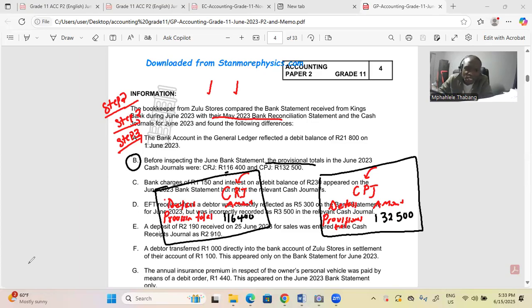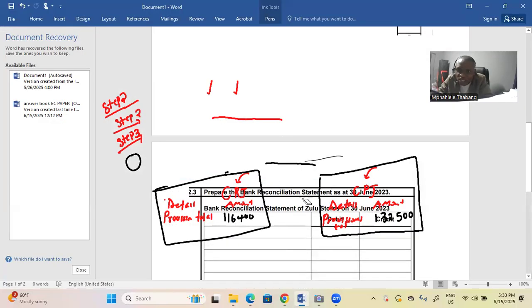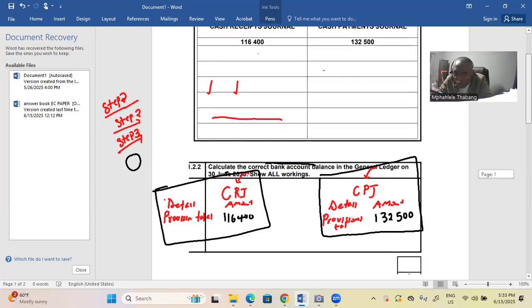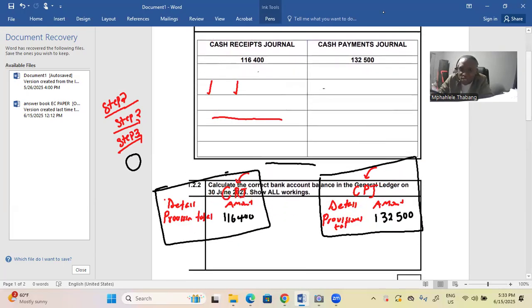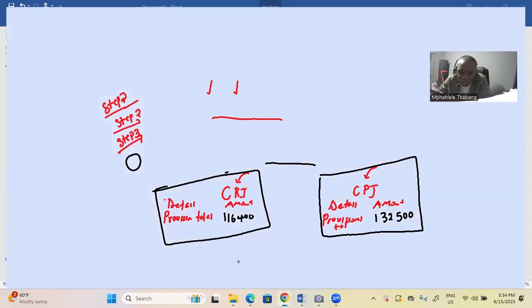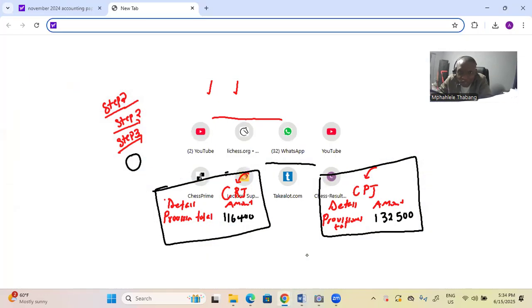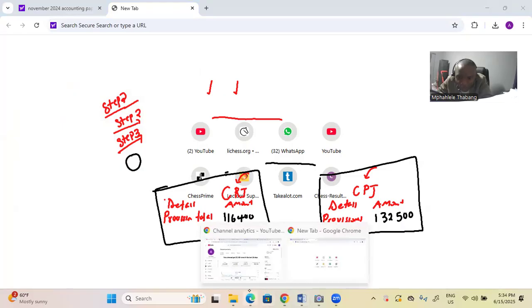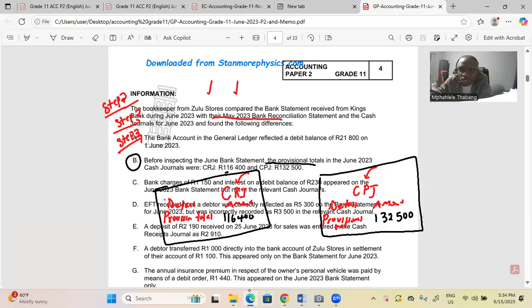The good thing is that they will give you the answer book. And guess what? In this case, these provisional totals in CRJ and CPJ have already been recorded. 116,400 is the total of CRJ, 132,500 is the total of CPJ. So when we update CRJ and CPJ, we start with the provisional totals. Now we are going to read the information and check. Oh, sorry. Did I lose my question paper? Where is that paper? Oh, it's here.